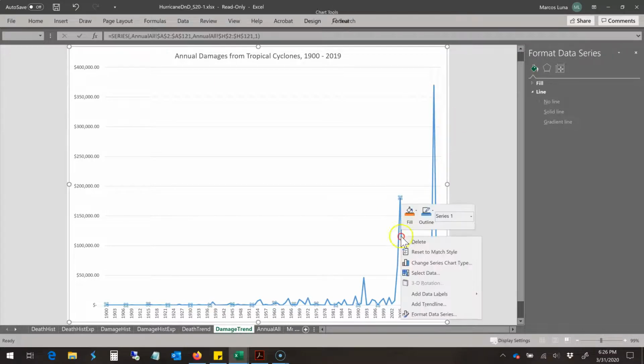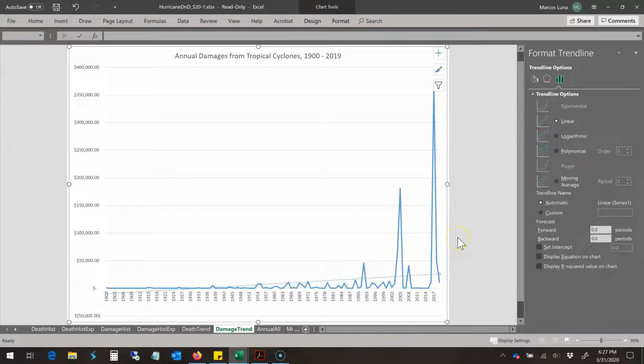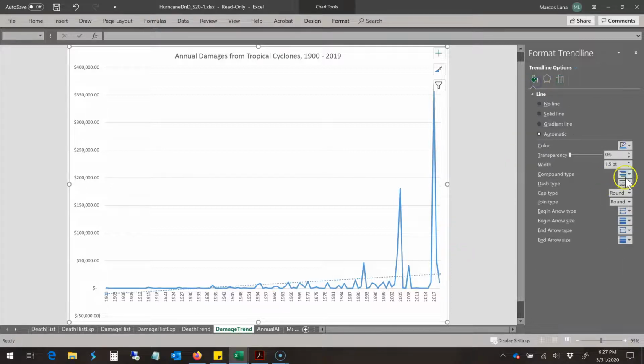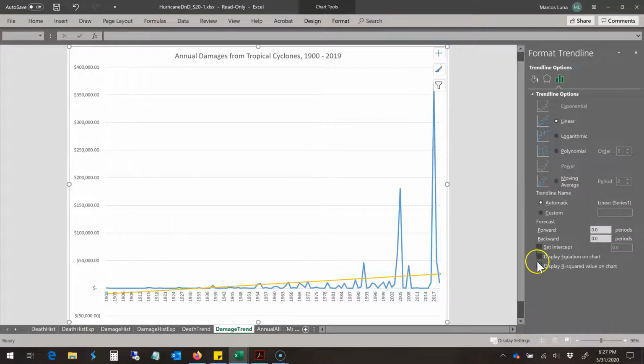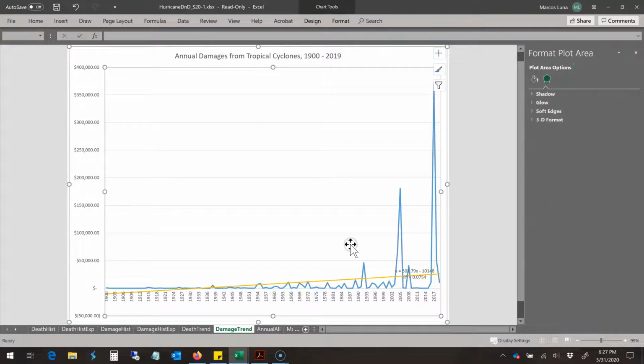We can add the trend line to it as well. And again, I want to make this a little more visible, and I'll make it a solid line. There we go. All right. So the trend line, we forgot, I want to put the equation on there, so I'm going to format the trend line again. I want the equation and the r squared. There we go. So in this case, we see that there is a positive slope.